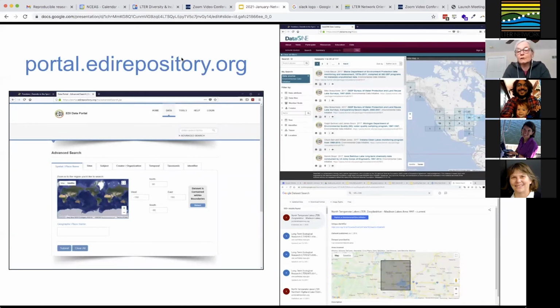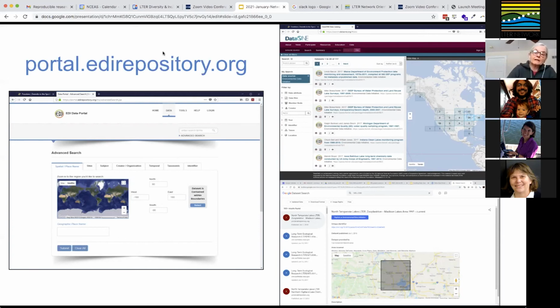So where can you find all these data? Certainly on the local LTR site website. Most of them have a data catalog that is searchable in very specific site-specific approaches or keywords and concepts. But then there are the larger collections. So on the left side is the EDI data portal. And again, the URL is portal.edirepository.org, which has all the LTR data plus a few others.